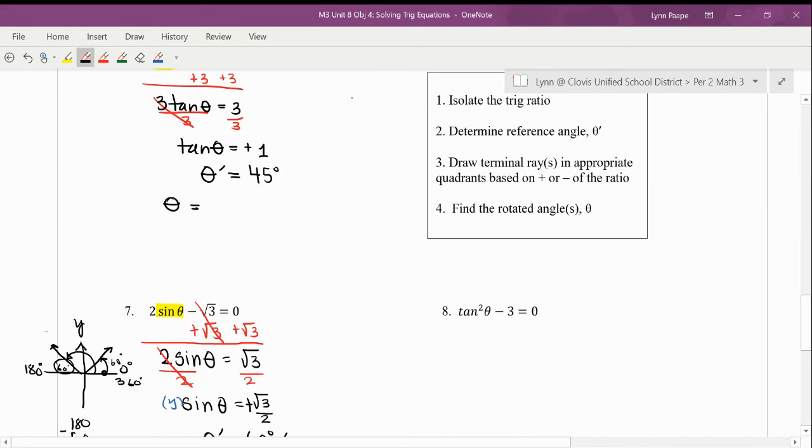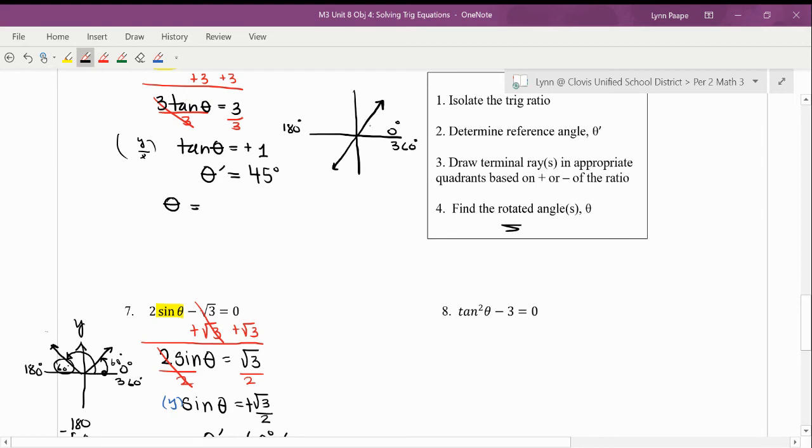So now for my rotated angle, so where does tangent equal positive? So I need to know tangent is slope, right? So like y over x. So I want to draw a positive sloped line. So that would be through the origin, that would be up into quadrant 1 and down into quadrant 3. So then let's label my x-axis at 0, 180, and 360. And then now we're going to find our rotated angles.